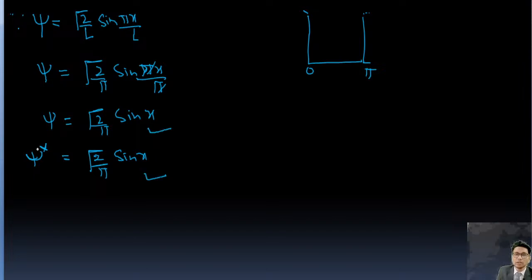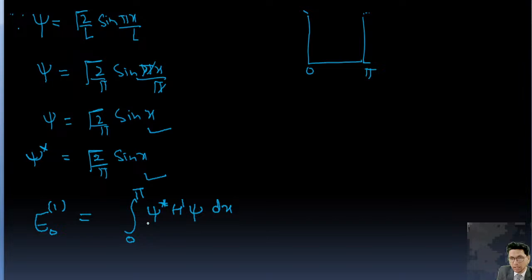So we need to find out the first order correction in the ground state, right? So E01, the first order correction in the ground state. The formula we know is integration 0 to pi, and this is a normalized function, psi star h dash psi dx, right? This is the formula for the one dimensional infinite well, the correction in the ground state energy in first order. Okay, so now we'll put the values here.